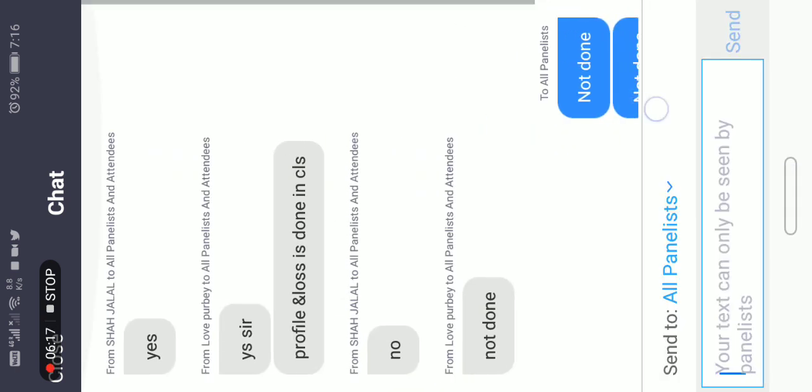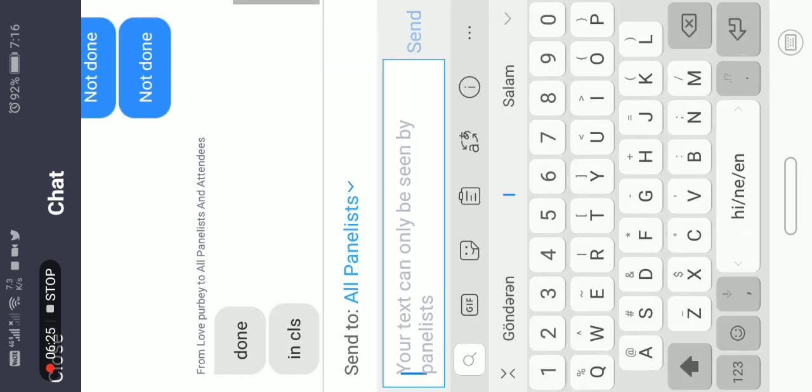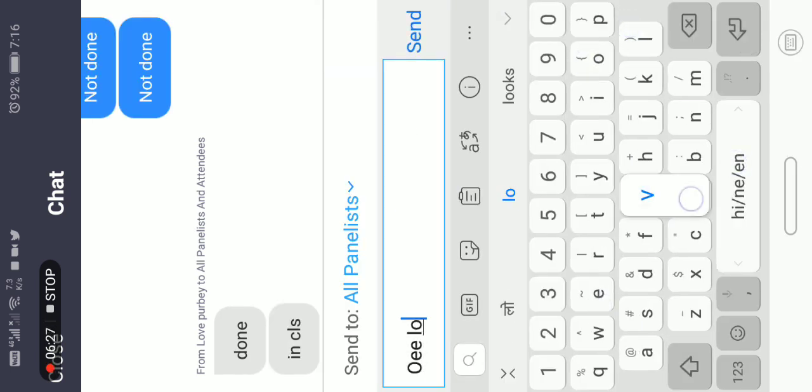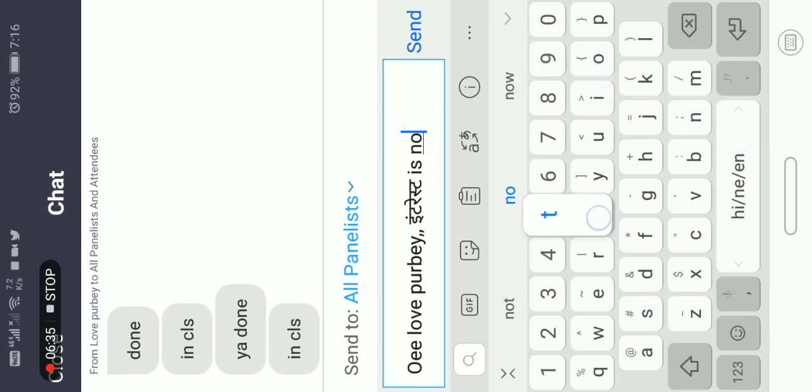Somebody is saying interest is done, somebody is saying not done. Was it done by Rohit sir or somebody? No problem, we'll do some more questions.